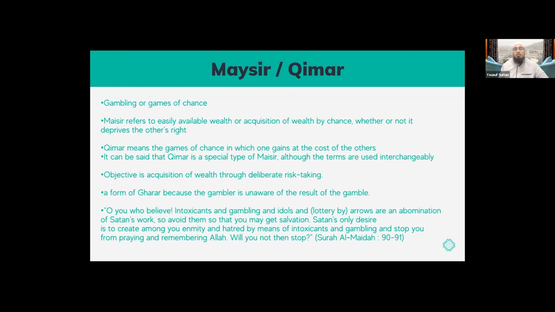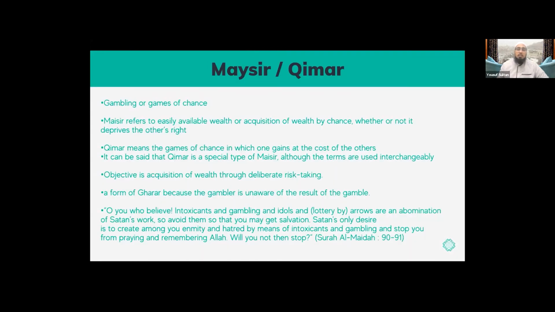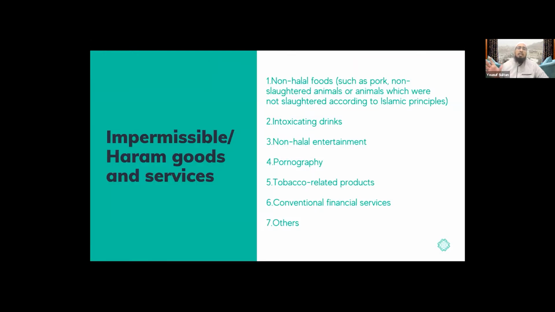And Allah Subhanahu wa Taala in Surah Al-Ma'idah mentioned that gambling and intoxicants are prohibited. Some examples of gambling, or maisir, are lottery and betting. Those things are prohibited by Sharia, again because of the excessive uncertainty and speculation involved.